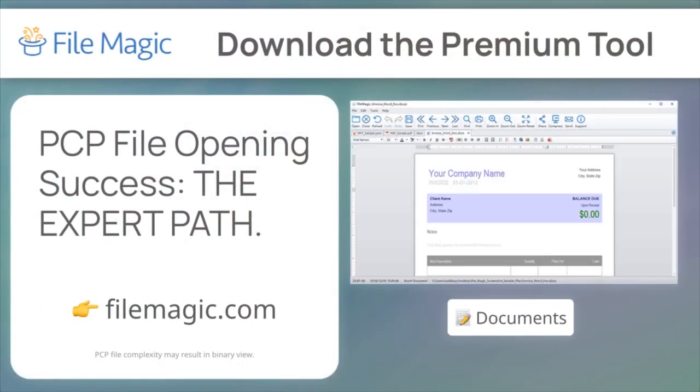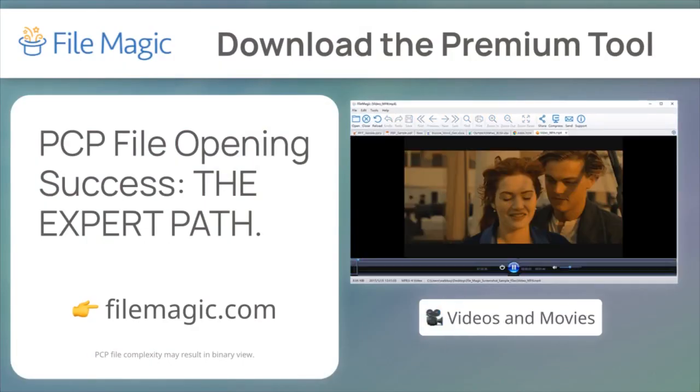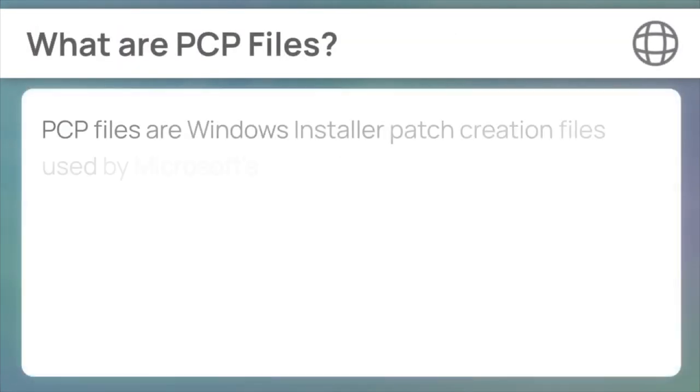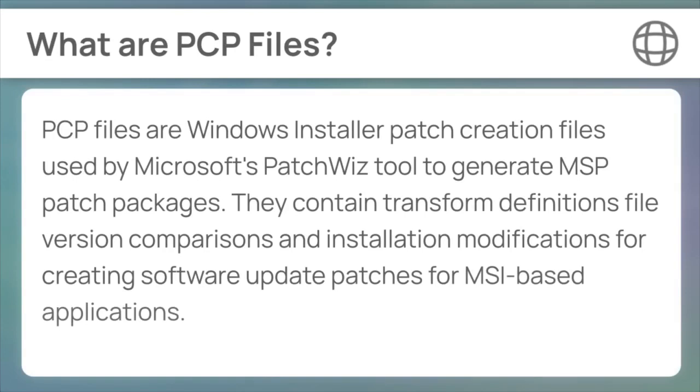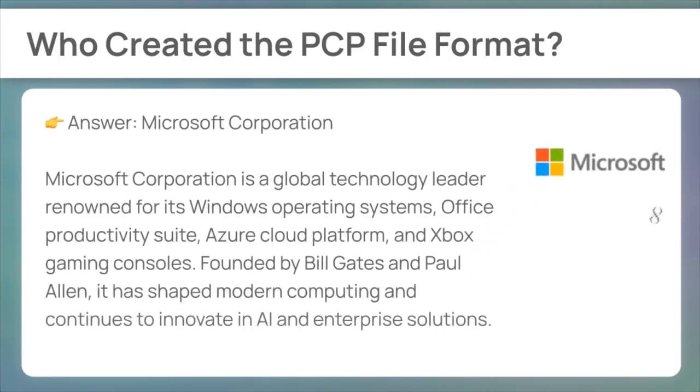This involves the correct application of a single premium PCP file inspection utility designed for broad spectrum file support. PCP files are Windows installer patch creation files used by Microsoft's PatchWiz tool to generate MSP patch packages. They contain transform definitions, file version comparisons, and installation modifications for creating software update patches for MSI-based applications.